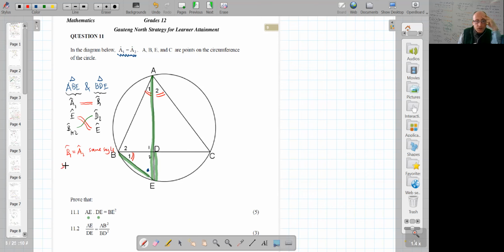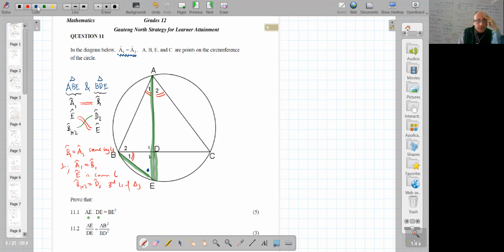And then, so I can tell you A1 is equal to B1. That's my first thing. And then I can say E is the common angle. And then the third angles, what is that? B1 plus 2 is equal to D2. The reason, remember, third angles of triangles.